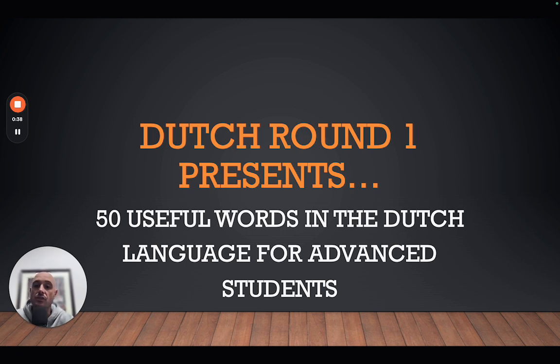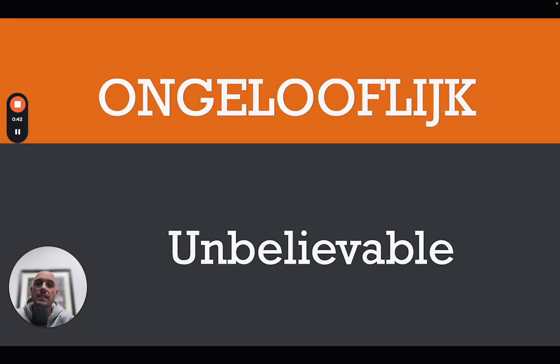But without much further ado, let's go straight for our useful words. And the first one is unbelievable. Unbelievable in Dutch is ongelooflijk. Geloven is to believe. Ongelooflijk is unbelievable.